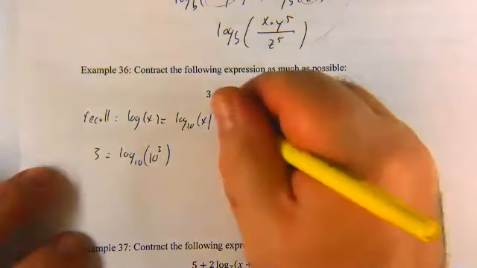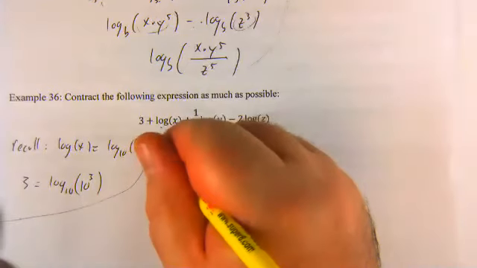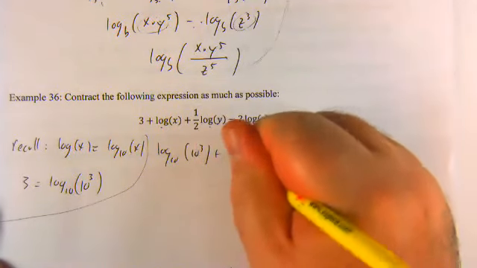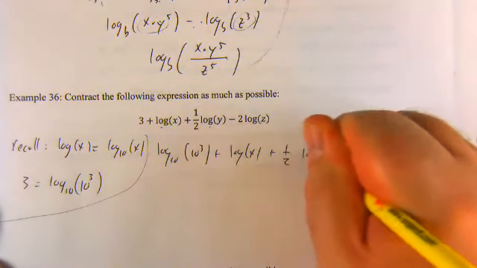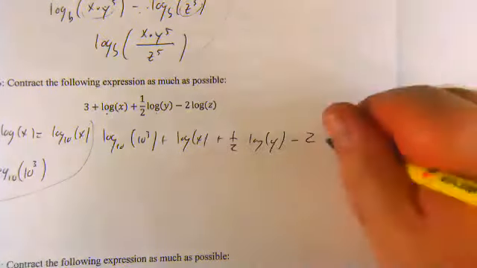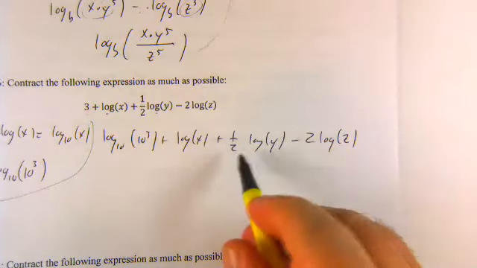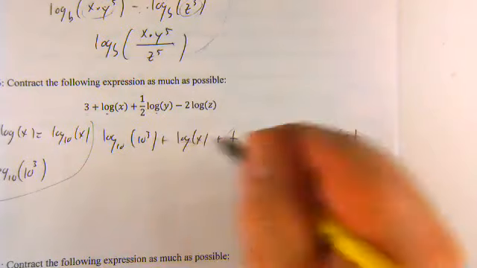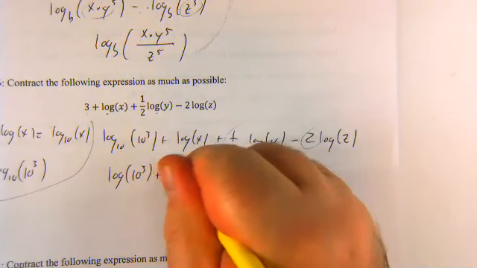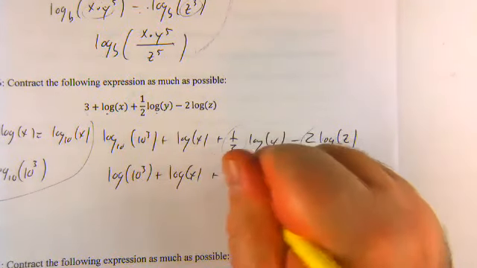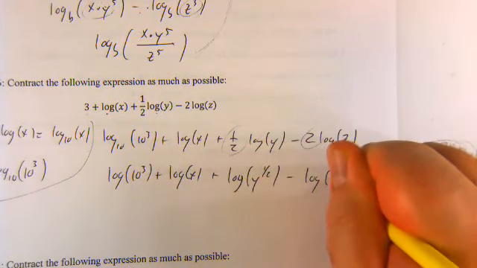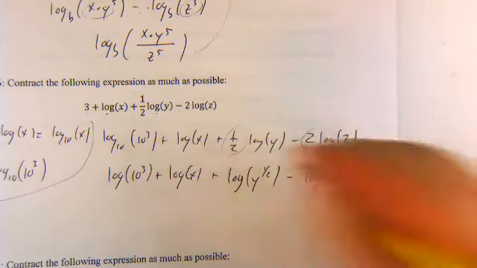So I can rewrite this first by dealing with this number, saying this is log base 10 of 10 cubed, that's my 3, plus log of x plus 1/2 log of y minus 2 log of z. Deal with the powers. I have log of 10 cubed plus log of x plus log of y to the 1/2 minus log of z squared. Move the powers in as exponents.